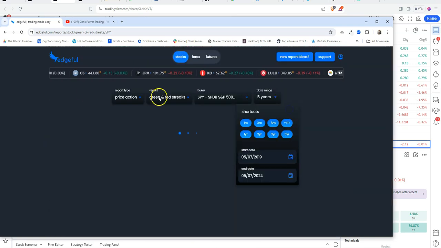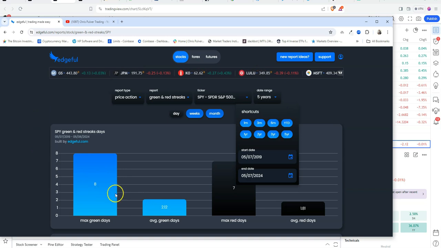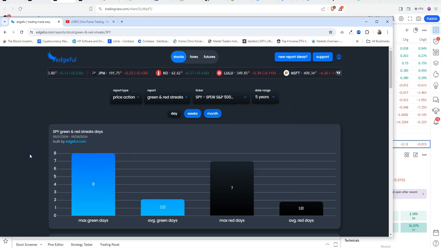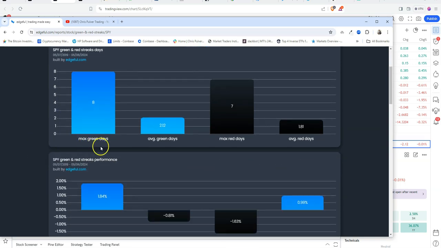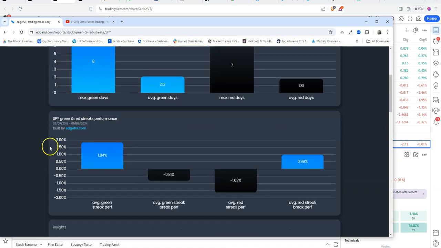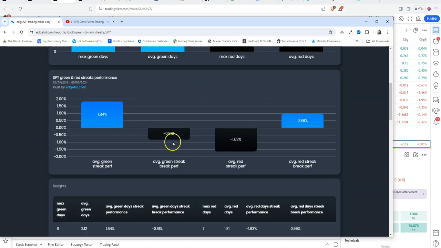Let's go a little bit more history here. 2.12. So really, if you get 2 up days, that third day, fourth day, you're looking to take some profit or protect some profit. So if you scroll right, there's the performance. Just to clarify how this works, the bar that you're hovering over, the 1.84, is the average performance of the streak. And then that negative 0.81 is the performance on average of the day that breaks the streak.